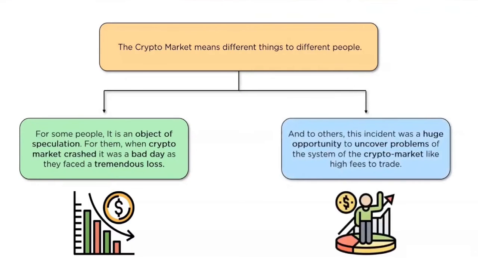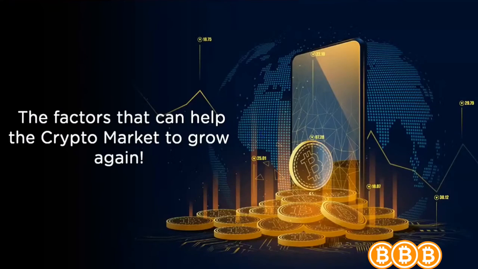And to others, the crypto market is more than a speculative instrument. For them, this incident proved to be a huge opportunity as they got a chance to uncover problems of the system of the crypto market, like high fees to trade at the most crucial moments, and find solution to these problems by adding more capacity and efficiency to the system. So now we have covered everything about the market crash of cryptocurrency. Let's dive into the factors that can help the market to grow again.